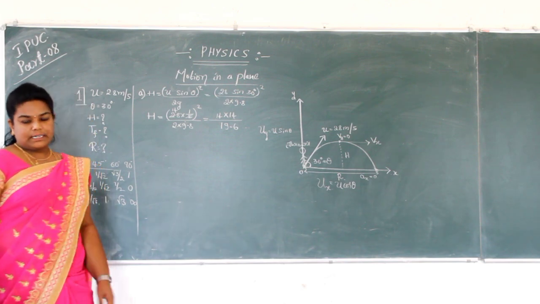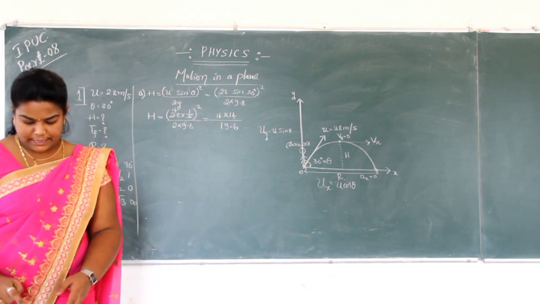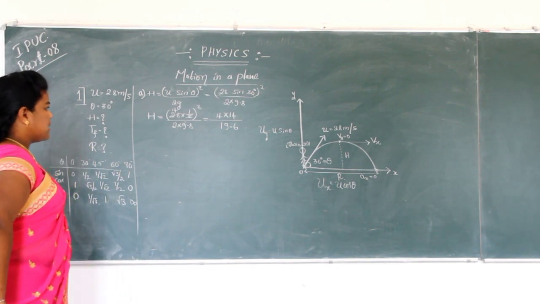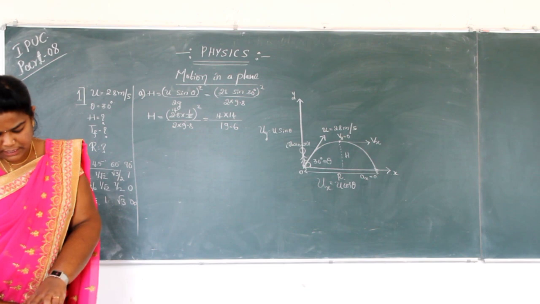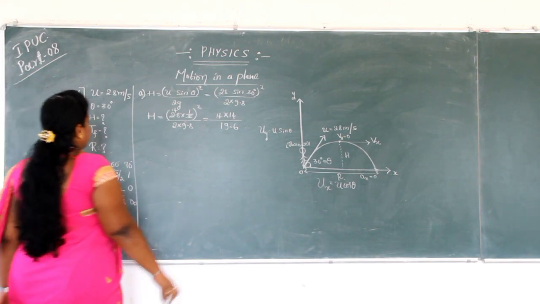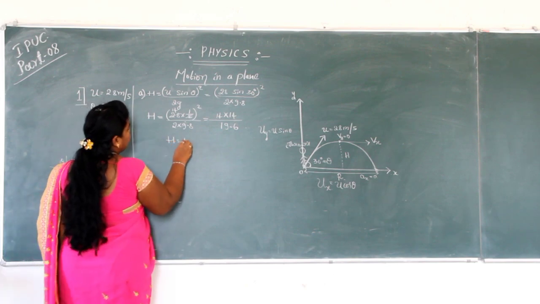So take your calculator. I will just write the answer directly. How much will you get? 14 square divided by 19.6. If you divide, you will get 10. So that h is equal to 10.